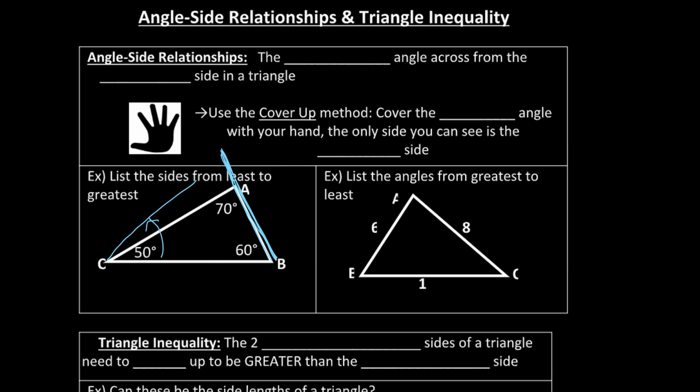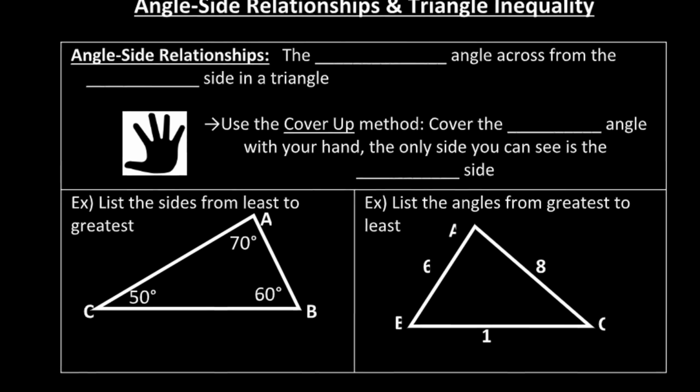The angle affects the side across from it. And in fact, the largest angle is across from the longest side. Also, the smallest angle is across from the shortest side, and the medium angle is across from the medium side. The angles affect the side lengths, and the side lengths affect the angles.